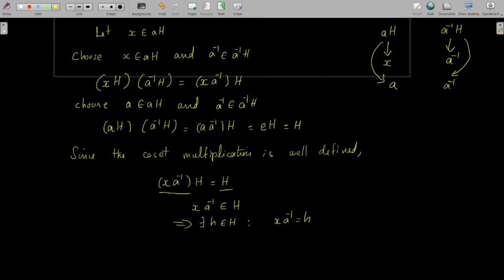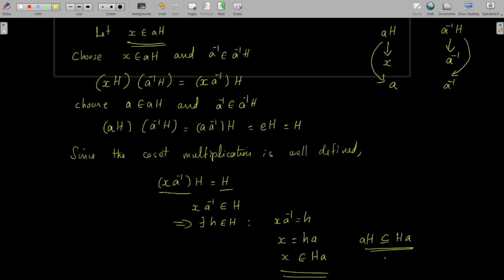If we multiply both sides with A, we will get X A inverse A equal to HA, or I can write X equal to HA. This means that X belongs to the coset HA. So we start with an element X belongs to AH and we showed that X belongs to HA. That means that the left coset AH is a subset of the right coset HA.